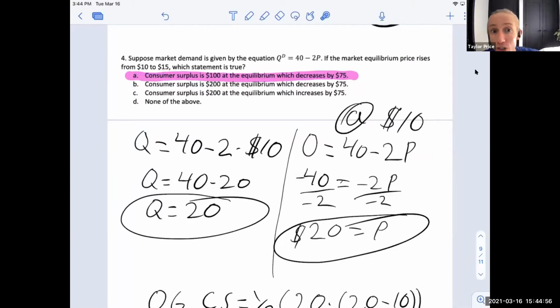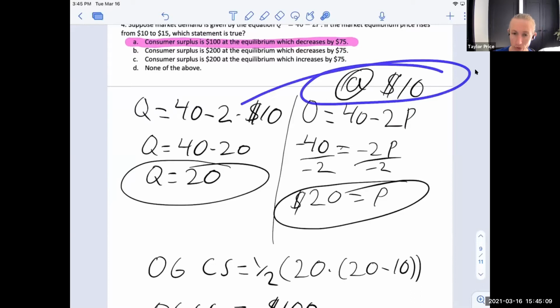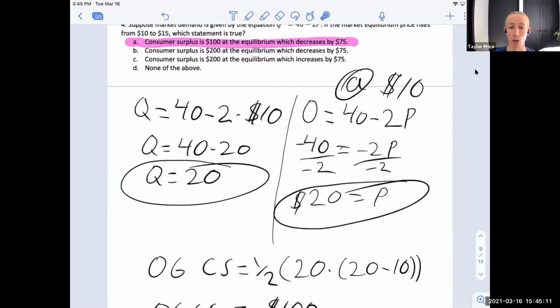So this question is actually kind of nice because we don't have to find the equilibrium price because it tells us that. So what we need to do is just plug in the first equilibrium price, which is $10, into the equation, which gives us an equilibrium quantity of 20.